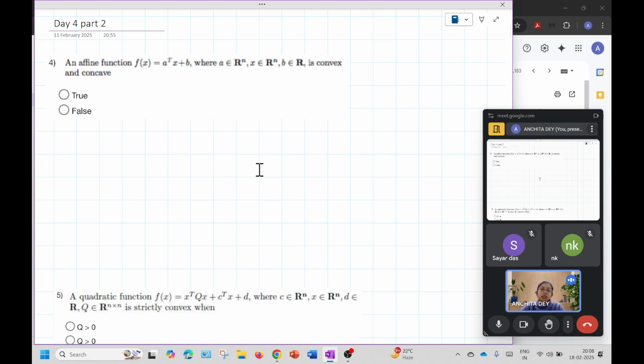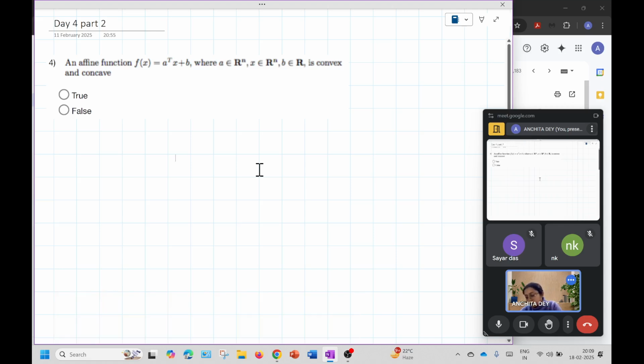So the basic thing you have to check is whether this function is affine or not. But if there was no function, the statement would have been true anyways, that an affine function is actually both convex and concave. So let's just see whether the function satisfies the affine condition or not. That means it should be satisfying that equality part that we had, right?